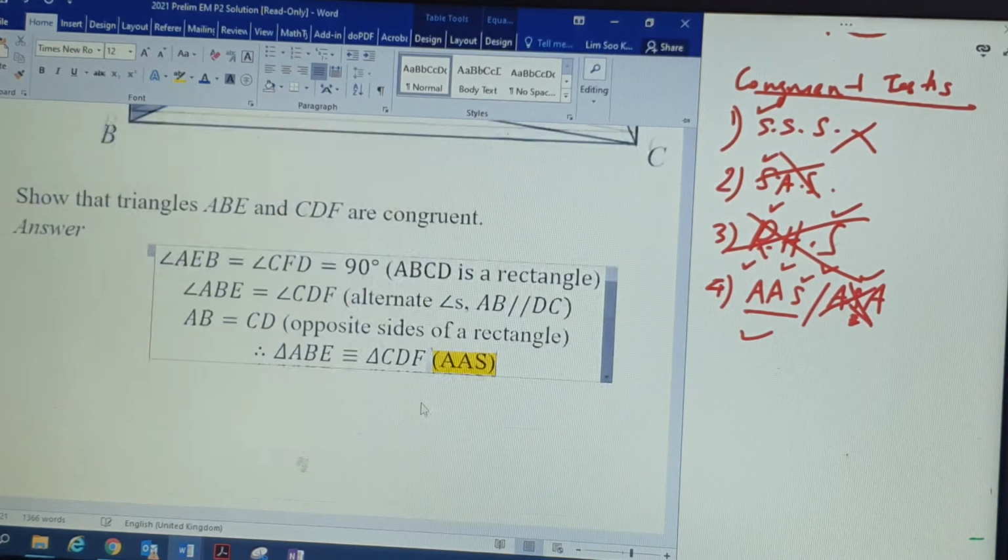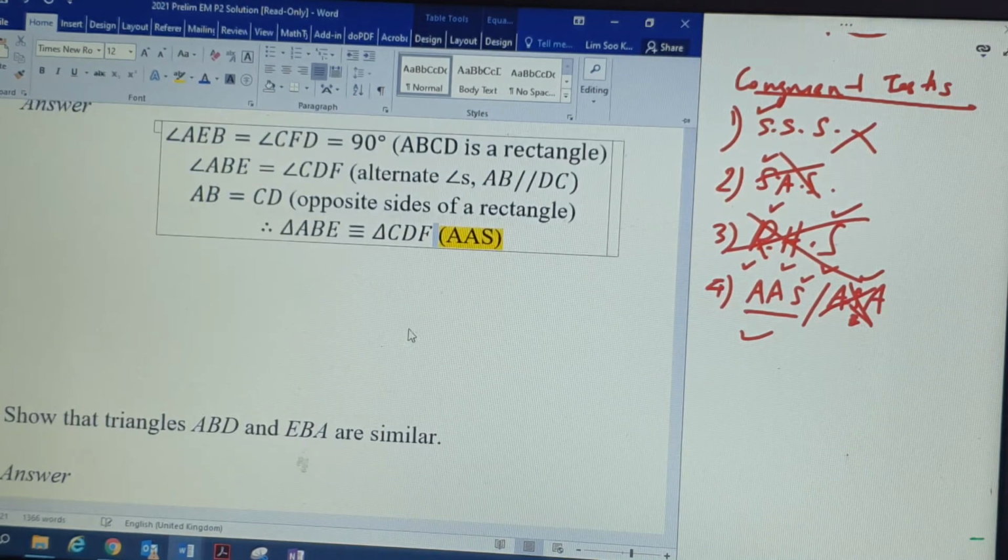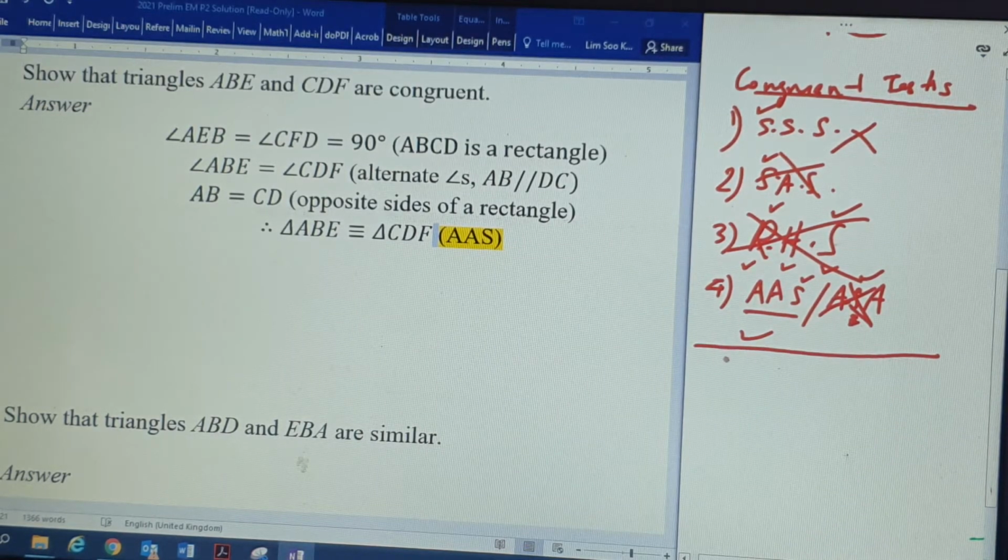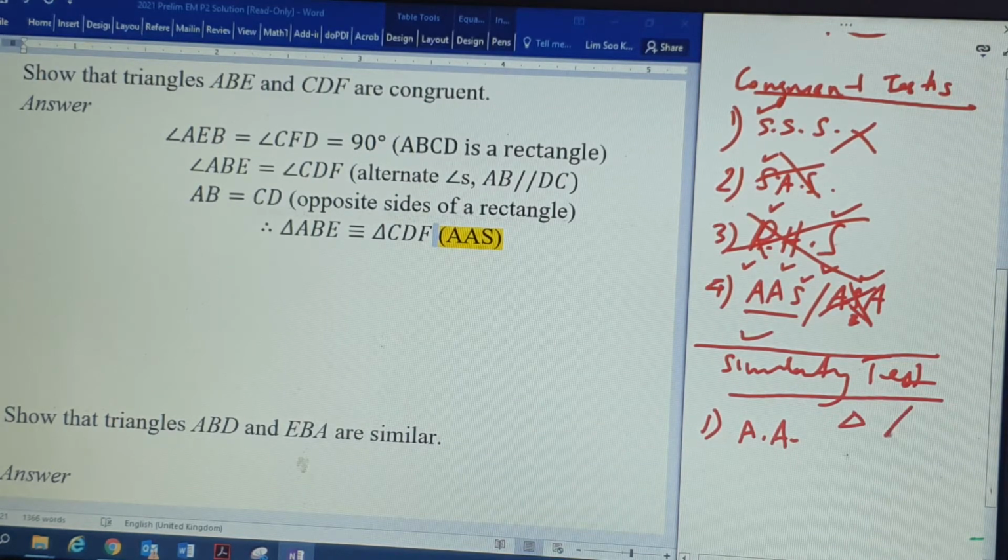Now the next part, they ask you to show that ABD and EBA are similar. We have revised congruence tests already. Now we're going to revise similarity tests. The most common one is angle. When you have two sets of corresponding angles that are the same, you can conclude that two triangles are similar. Similar means same shape but different size. So you have one angle here, same as this angle, then this angle, same as this angle, then you can conclude that they are similar. Don't have to look for the last one.